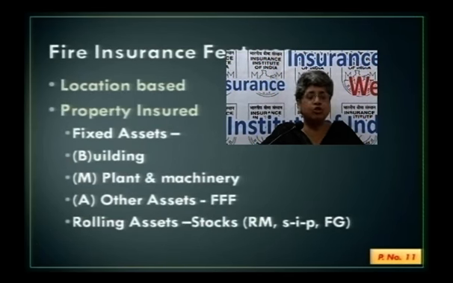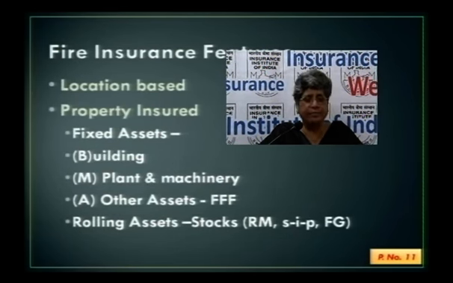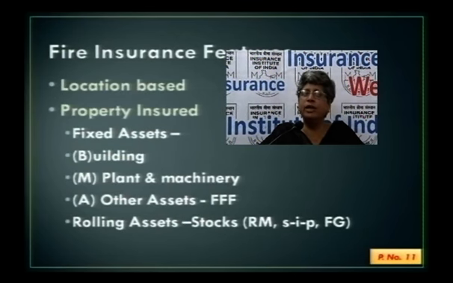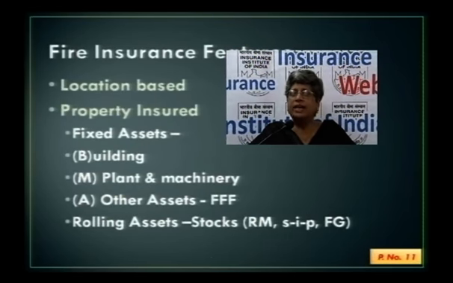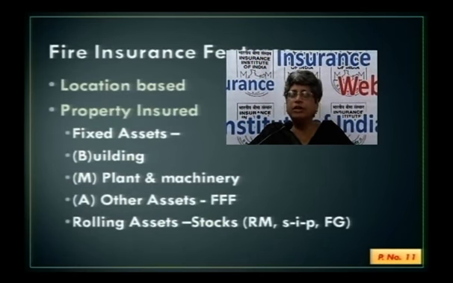Now the properties that are insured can be divided into fixed assets and rolling assets. In the fixed assets, we normally use a very short term called BMA. B stands for buildings, so the value of the building installed can be insured. M stands for plant and machinery, so in factories we will come across this. We could have a building, we could have plant and machinery. A is for other assets, and the most common short term we use is furniture, fixtures, fittings, FFF.